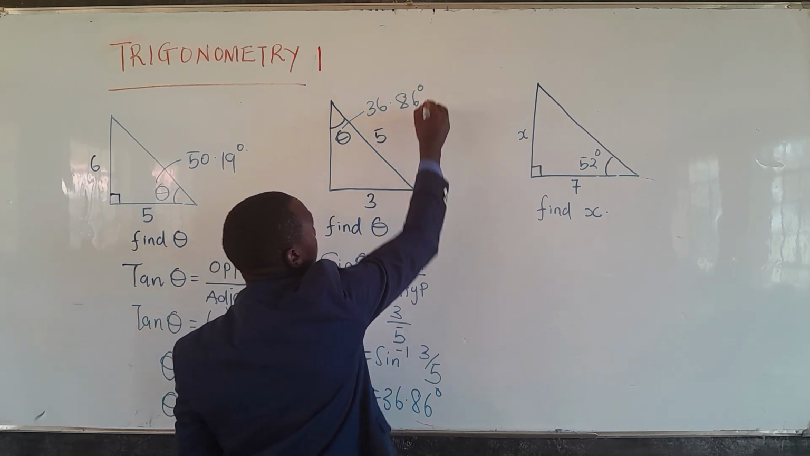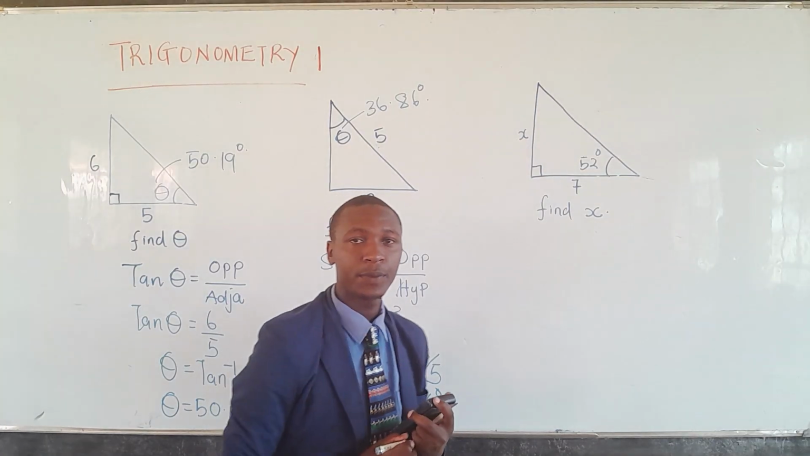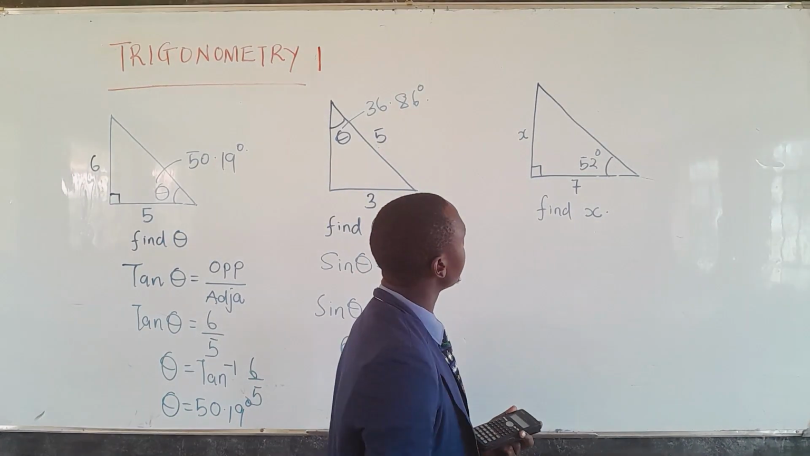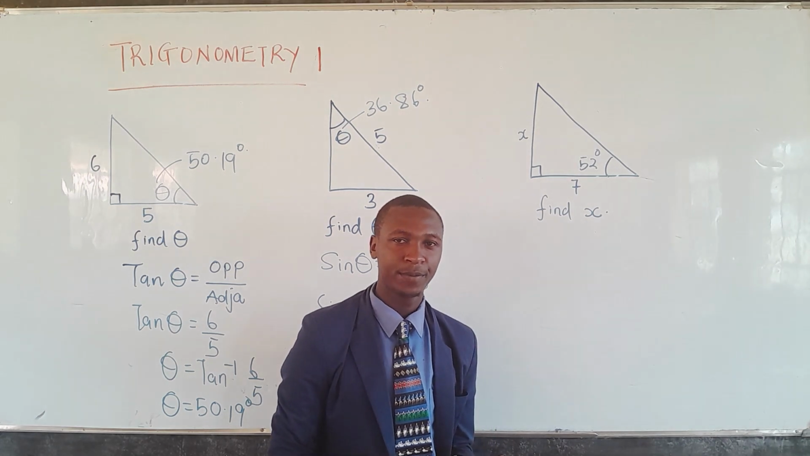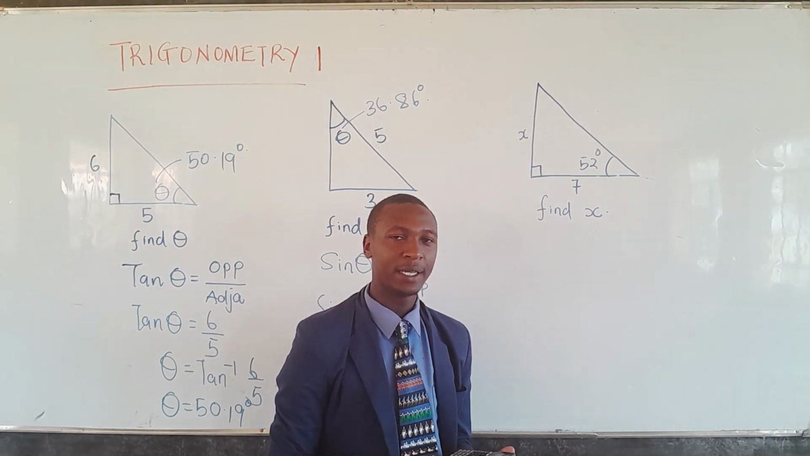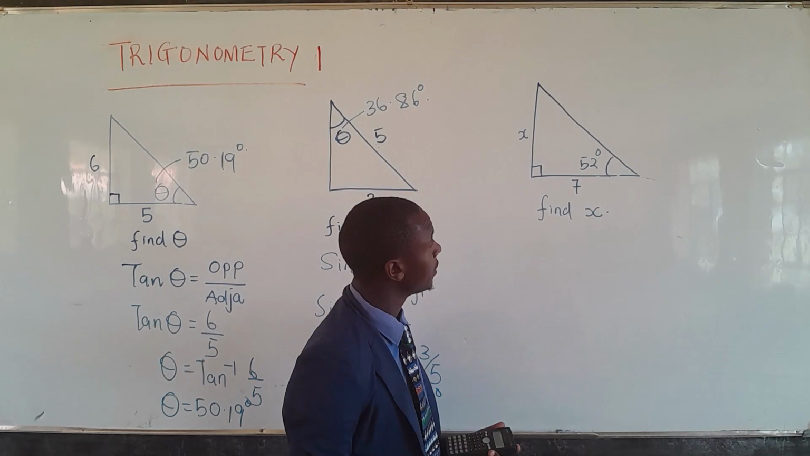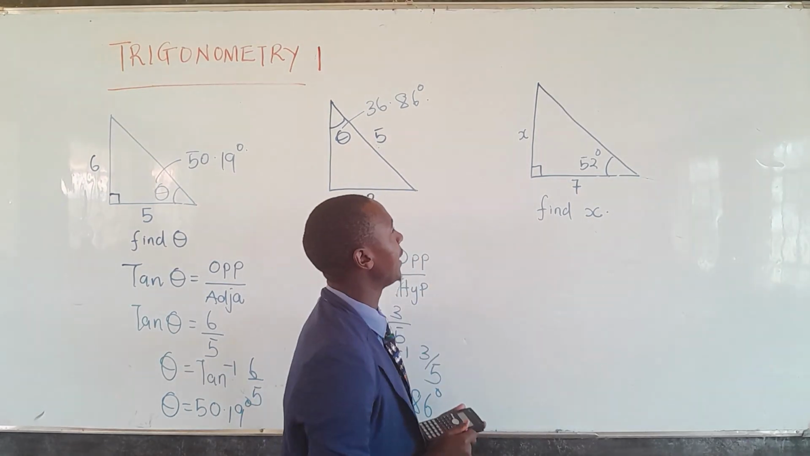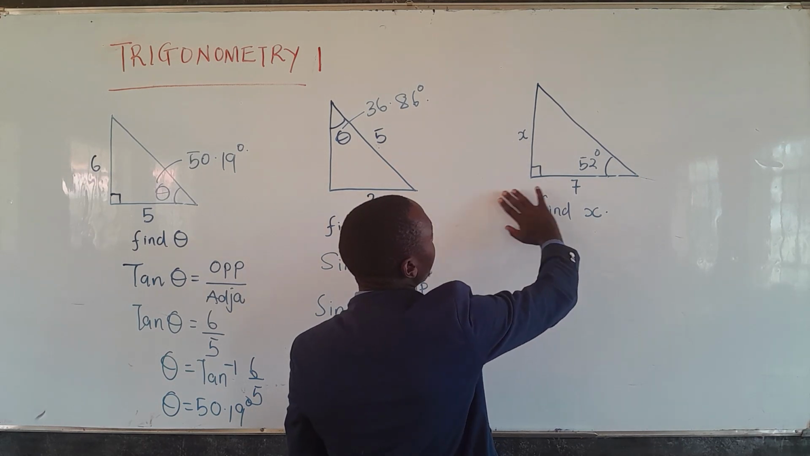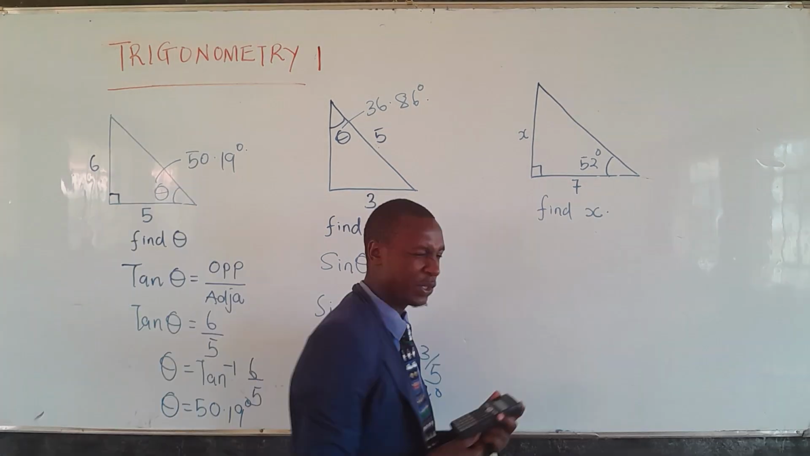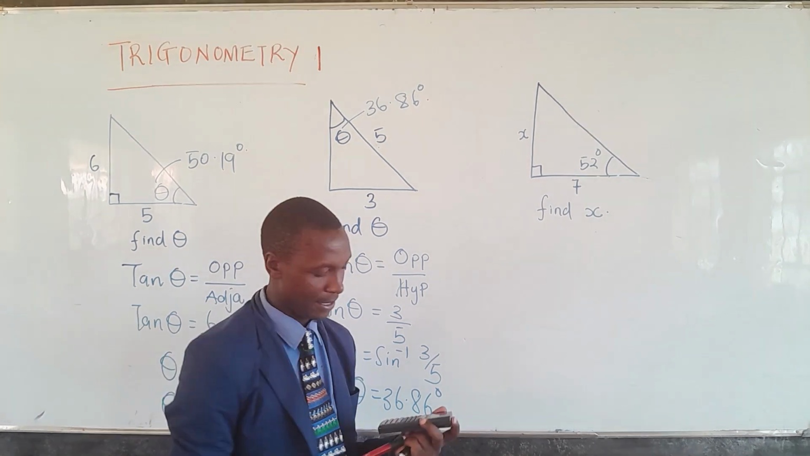Now lastly, we have a triangle here, in which we are supposed to find the side now. We are not going to find the angle. We can find the side. This side is opposite to this angle, and we have the adjacent side. And therefore, you notice we are going to use the tangent.